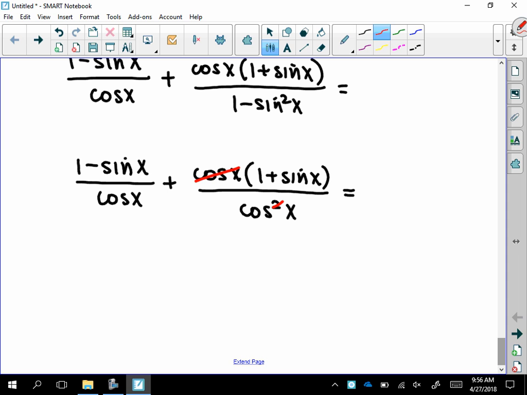And so we're ready to add these two fractions together. So I'll do 1 plus 1 is 2. And then negative sign plus positive sign cancels out. So I get 2 over cosine, which on the right-hand side was 2 secant, which is 2 over cosine. Two sides are equal. All I've got to do is show the two sides are equal.